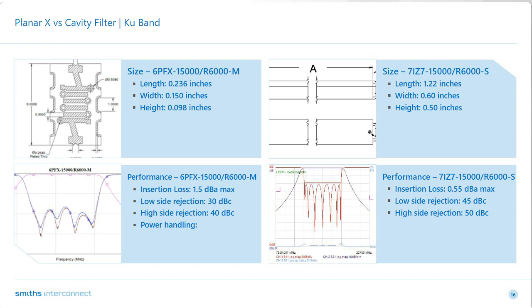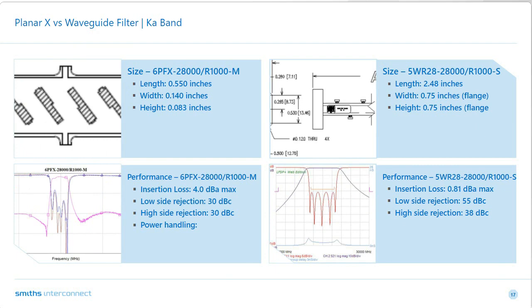Clocking in at approximately 1.2 inches long and 0.6 inches wide, the cavity style is about 5 times larger. Due to materials and labor, the printed filter in this band is about 20% of the cost when compared to its cavity version. Though the cavity filter bests the planar style in insertion loss and close-in rejections, the weight, size, and cost make it unfit for most applications in this band.